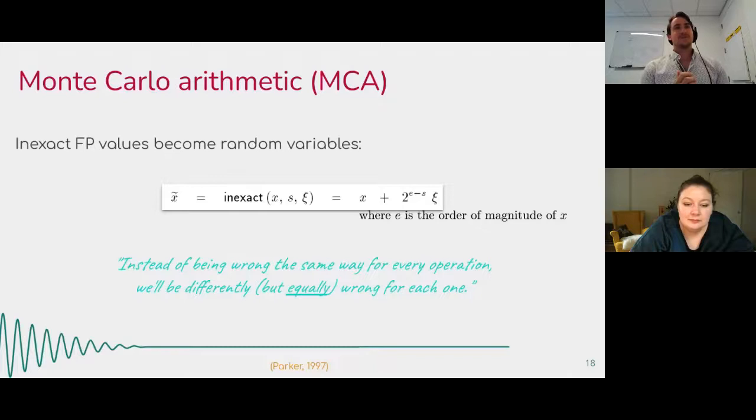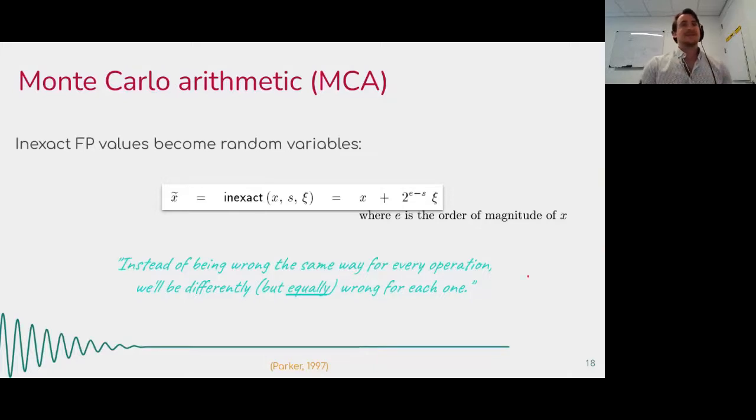Basically, Monte Carlo arithmetic is where we take inexact floating point values and treat them as random variables. I'm not going to spend too much time on this slide. The premise is really that, instead of being wrong the same way for every operation, we want to be differently but equally wrong for each one. In other words, instead of being wrong in the same biased way, we can be wrong variably.